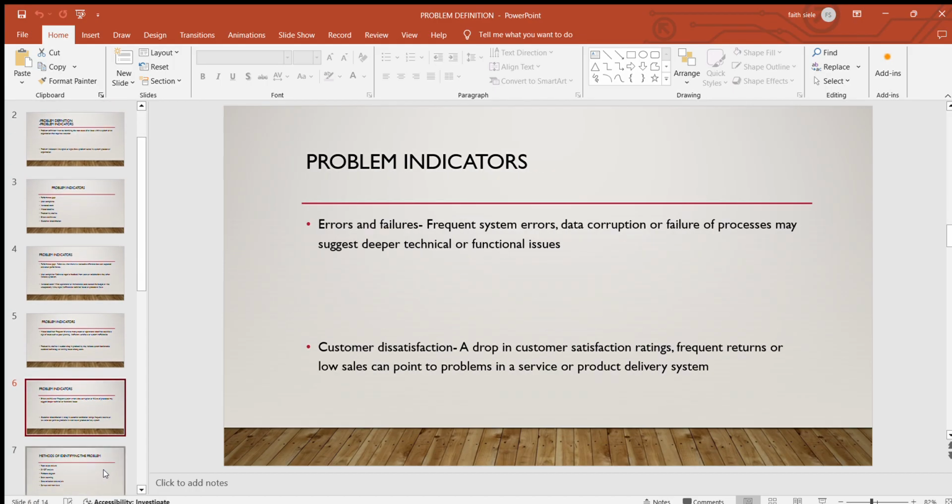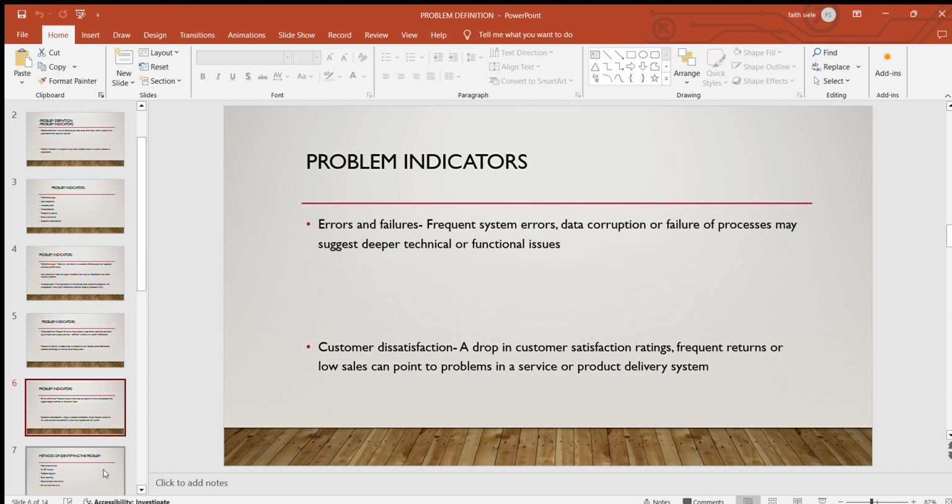Then we have errors and failures. This refers to frequent system errors, data corruption, or even failure of processes, which may suggest that there are deeper technical or functional issues.